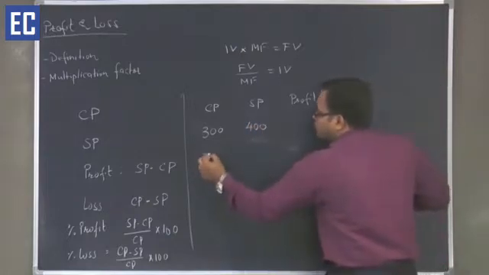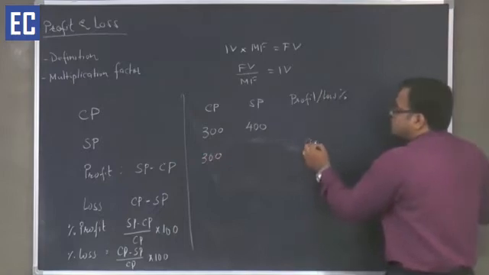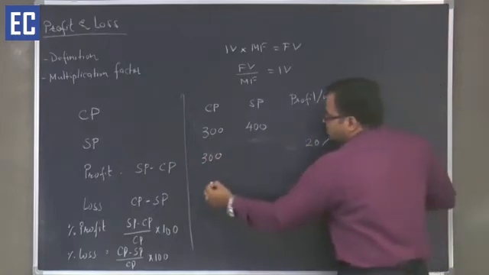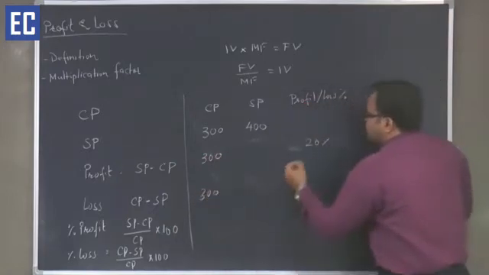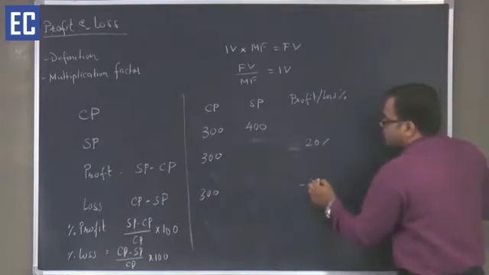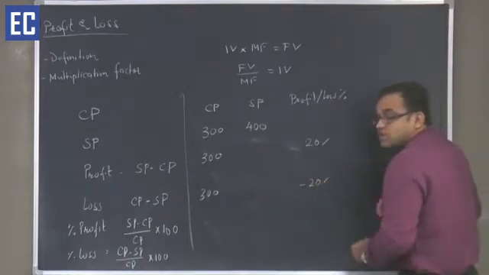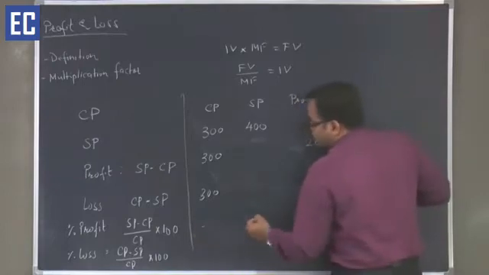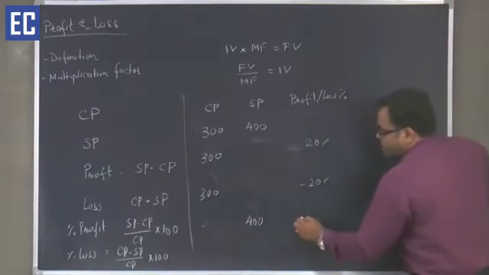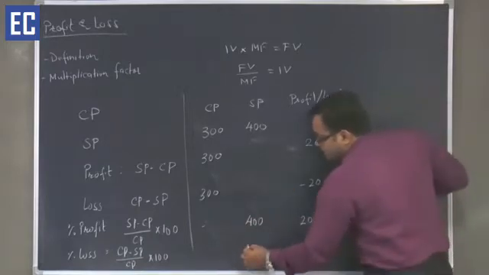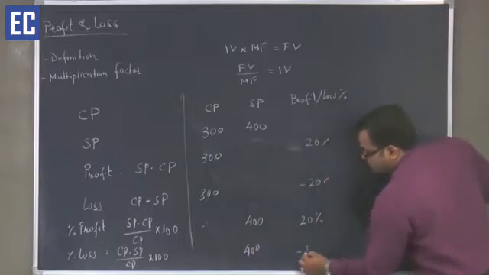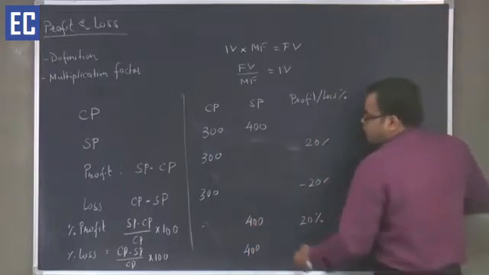CP is equal to 300, profit or loss percentage is 20%. What will be the SP? CP is equal to 300, profit or loss is, let's say, minus 20%. What will be the selling price? If the CP is not known, and SP is given as, let's say, 400 rupees, and the profit is 20%, then what will be the cost price? Once again, if SP is equal to 400 and this is minus 20%, then what will be the cost price?